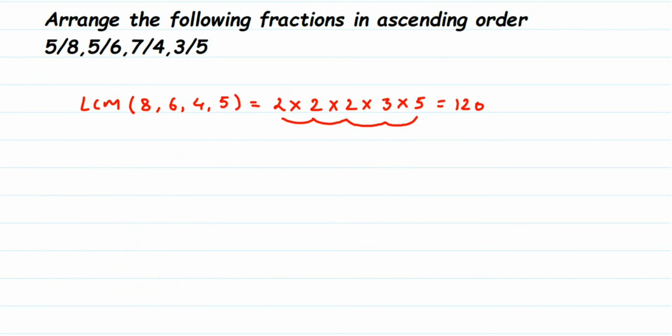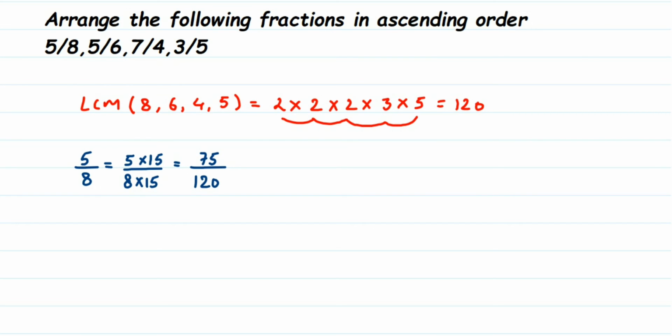Now the first number we have is 5 by 8. This denominator should be equal to 120, which means we should multiply 8 by some number so that it becomes 120. So what is that number? With 8, what should we multiply to get 120? We know that 8 15s is 120. So multiply 15 in the denominator and also in the numerator. The same number should be multiplied in the numerator and denominator, otherwise the value of the number will change. Now 15 5s is 75, so we get 75 by 120.